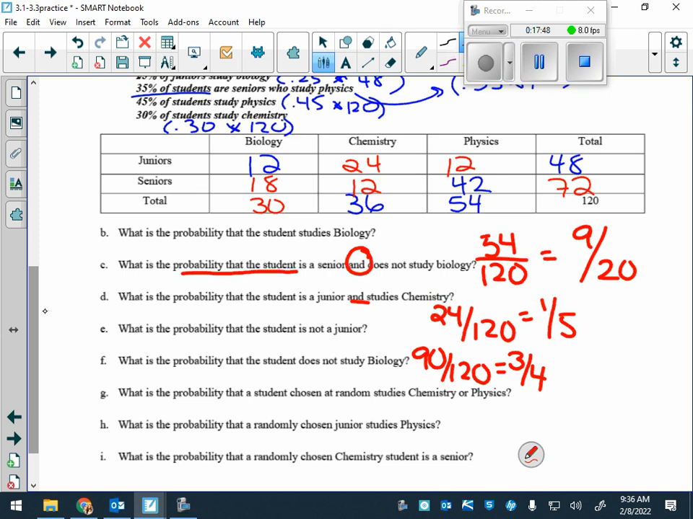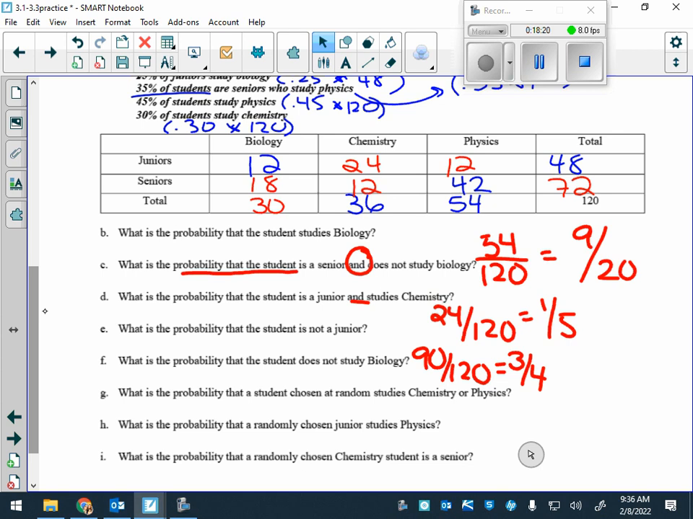And the last one, what is the probability the randomly chosen chemistry student, so now we're looking at a 36, is a senior? 12 out of 36, which is 1/3. One thing with probability, we have to pay attention to the wording and what it's asking for. For two-way tables, anytime you see the word and, you're looking where they have both events in common. If it says or, you're adding still.